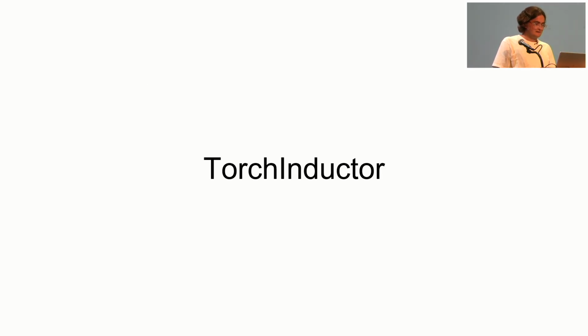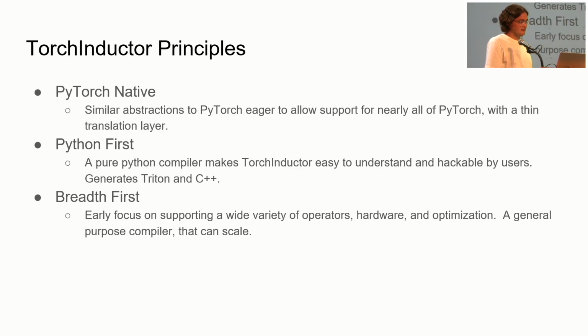So now to get to TorchInductor, which is our codegen compiler. Some of the principles: it's PyTorch native, so the concepts that exist in PyTorch, whether it's tensors, aliasing, or striding, are also represented in TorchInductor. It's Python first. PyTorch gets a lot of user contributions because it's hackable and you can go in and use PDB, et cetera, and don't have to build. And TorchInductor is also in Python.